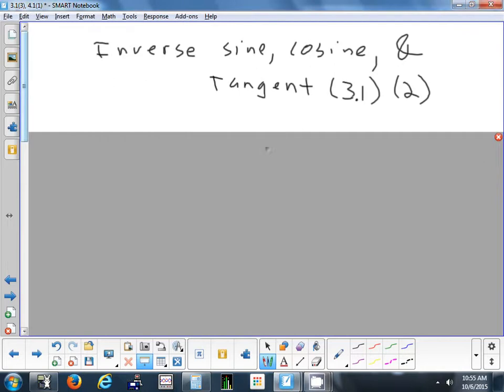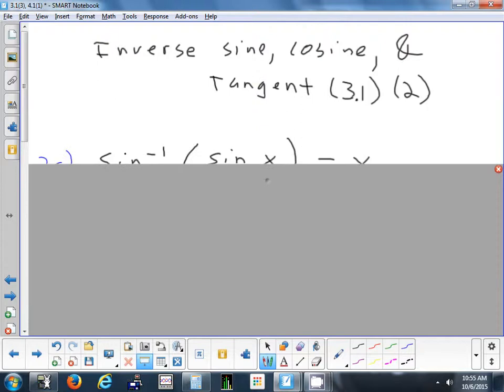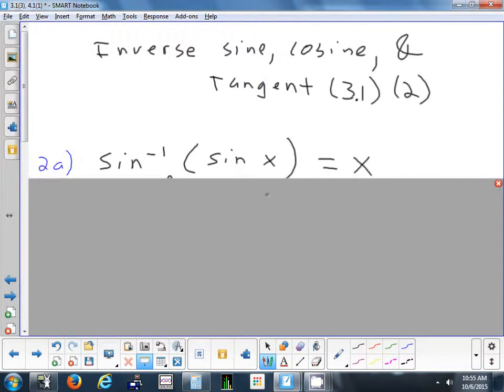All right, so let's finish up section 3.1. Yesterday I had some formulas up on the board, and we looked at inverse sine, inverse cosine, inverse tangent. And there are certain times that those trig functions cancel each other out. So we're going to look at basically 6 different formulas. They're all going to look something like this.